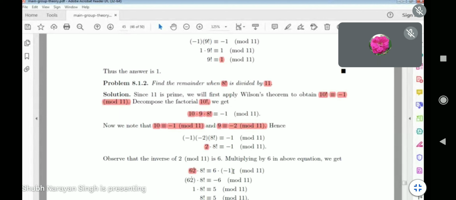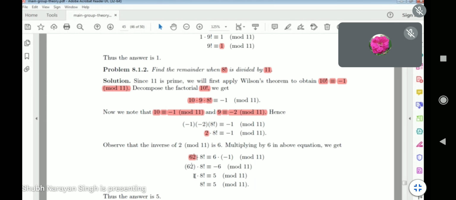6 into 2 in modulo 11 system is nothing but 1. That's why we get 1 into 8 factorial, and minus 6 in modulo 11 system is nothing but 5. You see that on the left side I got 8 factorial and on the right side 5 modulo 11. That means when you divide 8 factorial by 11, we get the remainder 5. Manually also you get the remainder 5, and using this method you also get the remainder 5. That means the answer is correct.